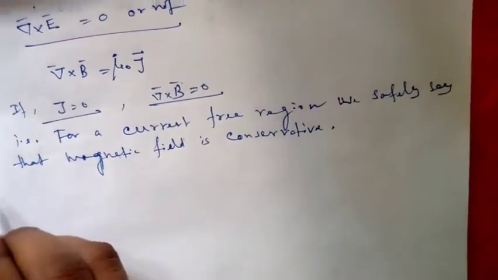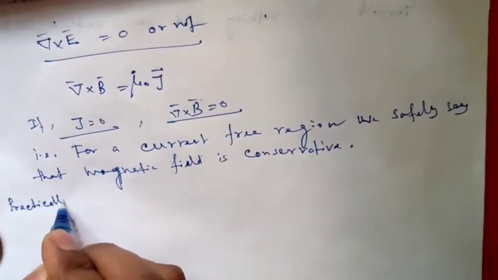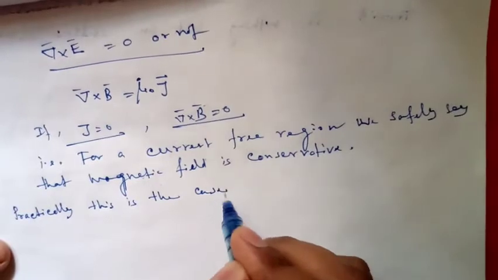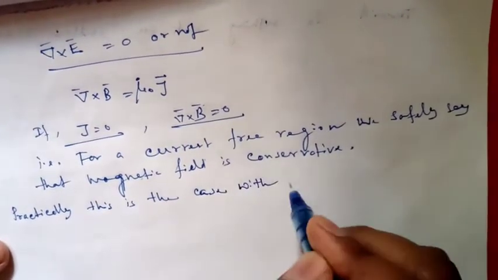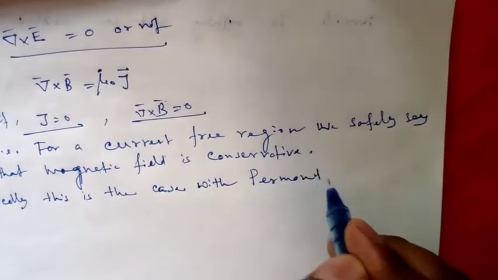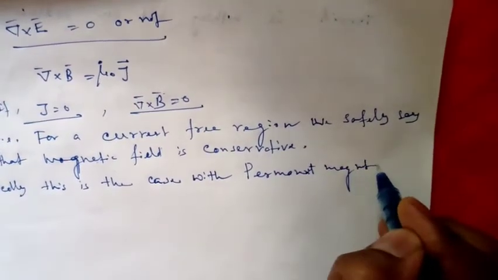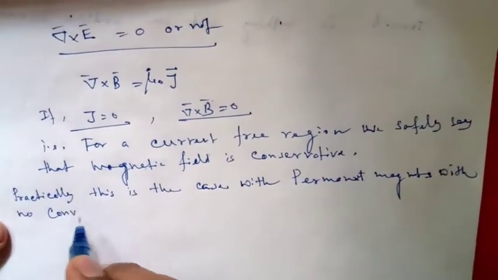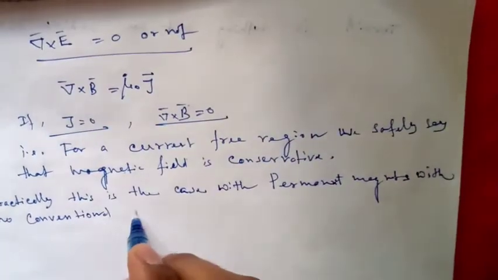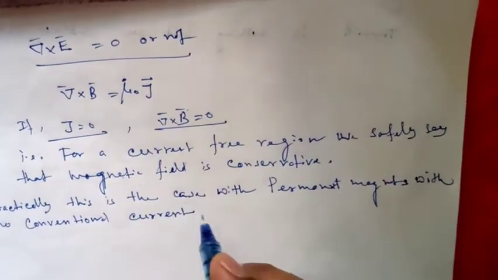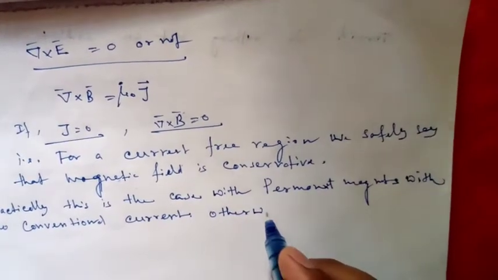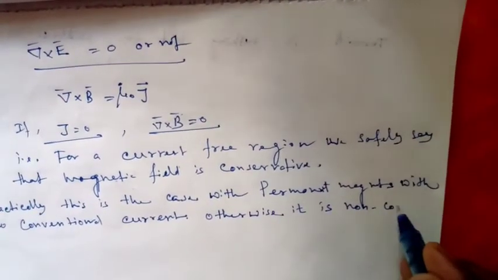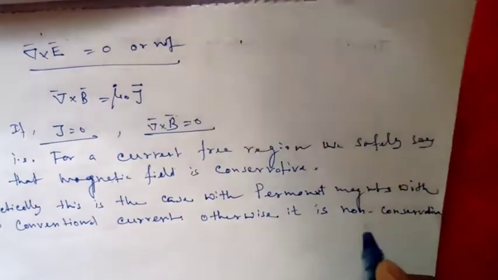Practically, this is the case with a permanent magnet with no conventional current. Otherwise, it is non-conservative. Am I clear?